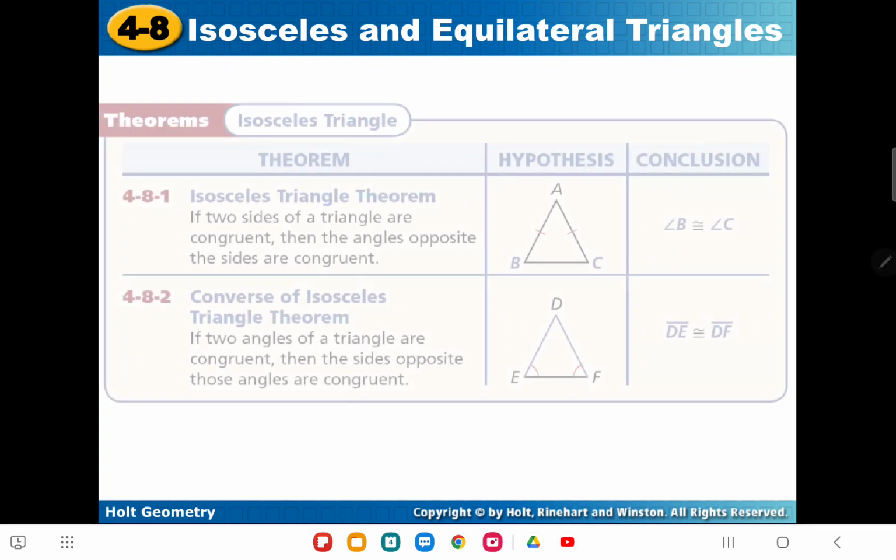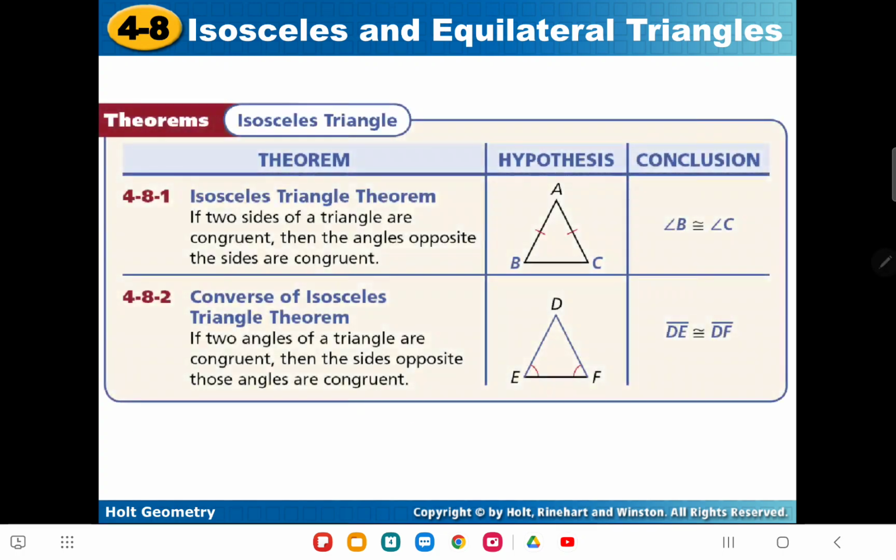So let's get started. Two theorems about isosceles triangles that we'll be using. The first one is the isosceles triangle theorem, which in class we will abbreviate ITT. This says if two sides of a triangle are congruent, then the angles opposite the sides are congruent. So given AB congruent to AC, our conclusion is that angles B and C are congruent to each other.